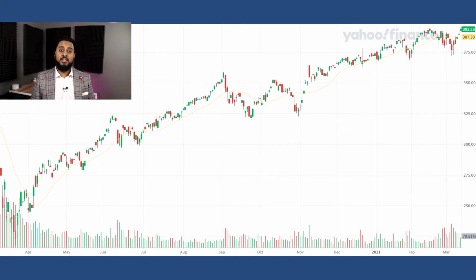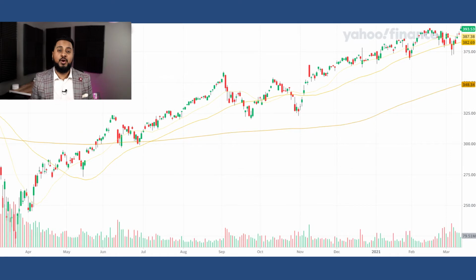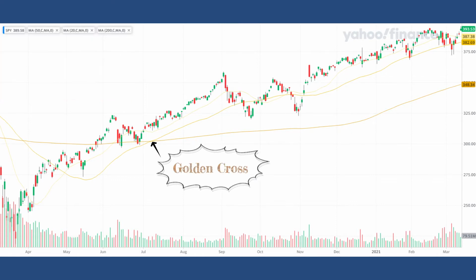Now let's overlay the 50-day moving average and the 200-day moving average. As you can see, these patterns of the price touching the moving averages and rebounding are happening all too frequently. Investors also look out for when moving averages cross, like when the 50-day moves above the 200-day, which is referred to as the golden cross, which actually happened last year in June of 2020. This is a potential signal that an uptrend is about to start, which is exactly what ended up happening.